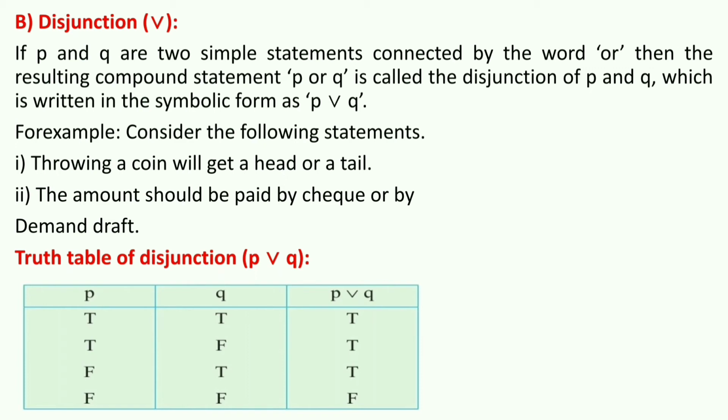Truth table for disjunction. If P is true, Q is true, then P or Q is also true. If P is true, Q is false, then P or Q is also true. If P is false, Q is true, then P or Q is true. If P is false, Q is false, then P or Q is false.